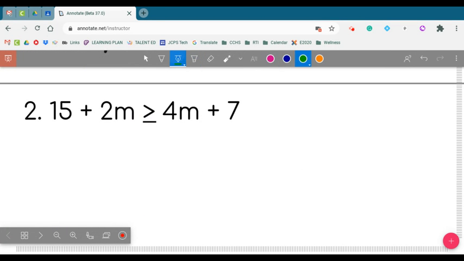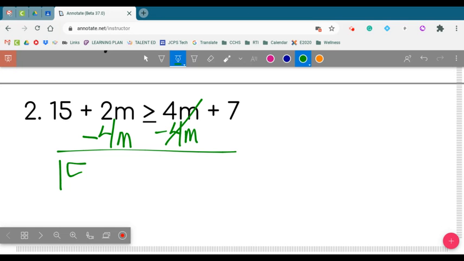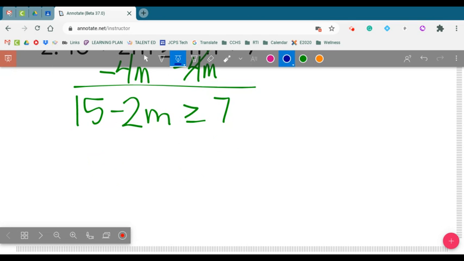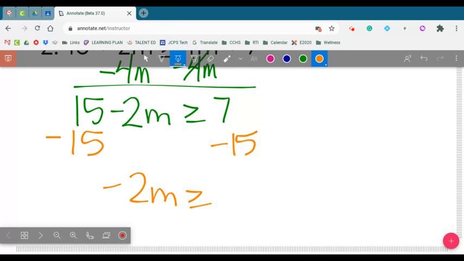Okay, number 2. I have 15 plus 2m is greater than or equal to 4m plus 7. So first, we're going to move our 4m. We got to do the opposite, so we got to subtract. We get 15 minus 2m is greater than or equal to 7. Then we have to move our 15, so we're going to subtract. We get negative 2m is greater than or equal to negative 8.